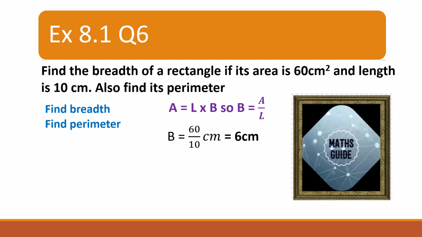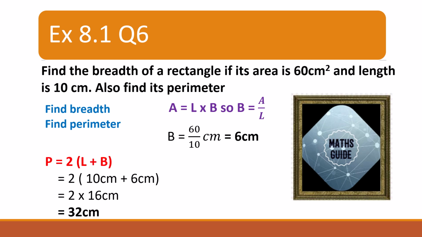Now for finding the perimeter, the formula is 2 into length plus breadth. Initially we didn't have the breadth of this rectangle, but now we have calculated the breadth, that is 6 centimeter. Now we will put the values of the two dimensions into the formula, and we get 32 centimeter as its perimeter.